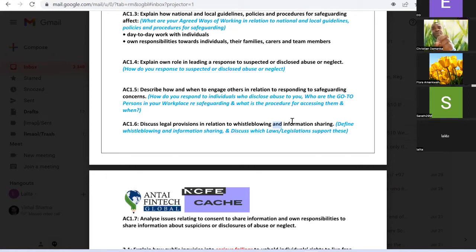So describe how and when. How would you engage with them? How to engage with them in one sense means how do you respond to them? What procedure would you use? What steps would you take? So you have to refer to your workplace policy and your workplace procedures. What is the policy in relation to safeguarding? What does it say? In such incidences, what do you do?